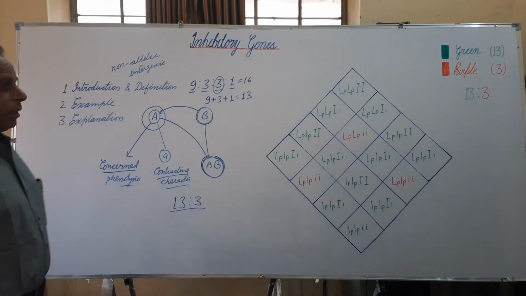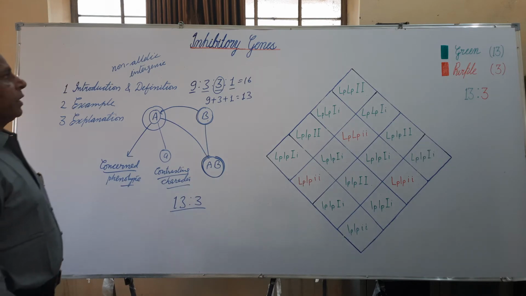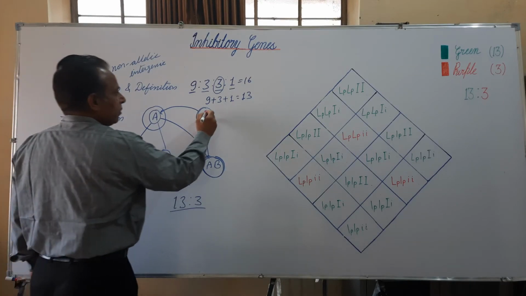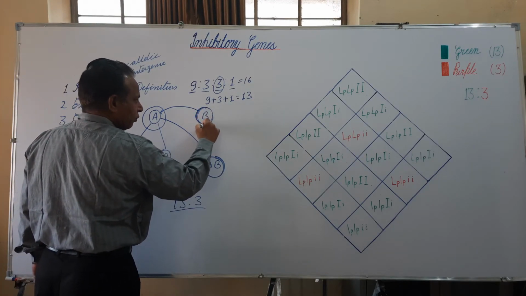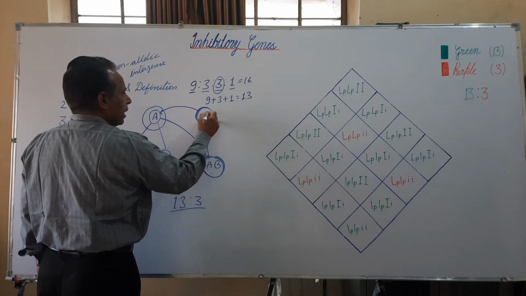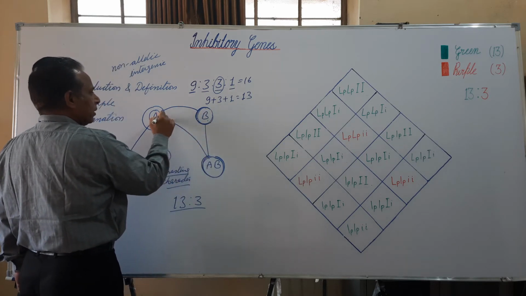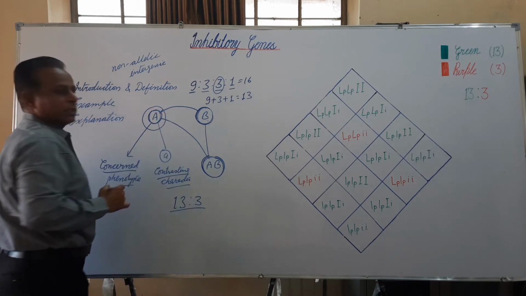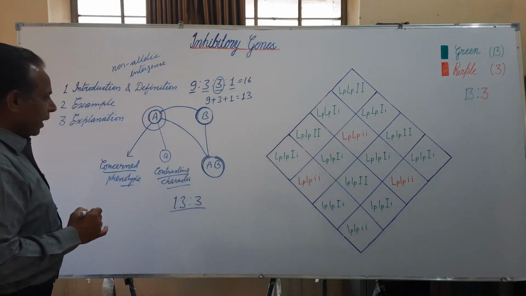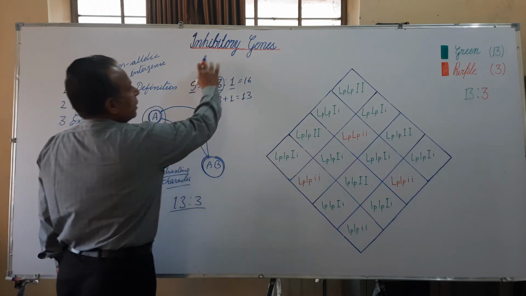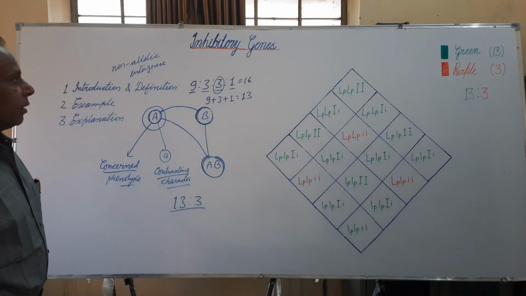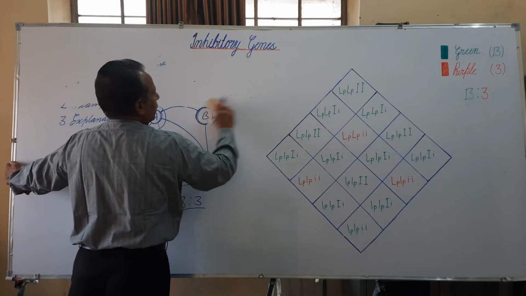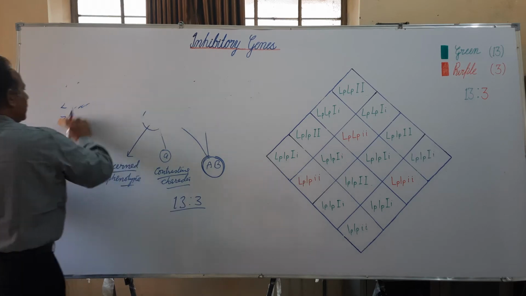13:3. On the basis of this, we can define the inhibitory gene as the gene which in dominant form inhibit the expression of another non-allelic dominant gene which is able to express as a phenotypic effect is known as inhibitory gene. Now we discuss the example of such type of the gene interaction.